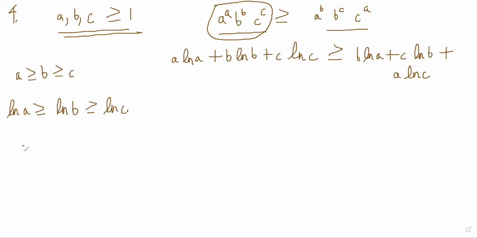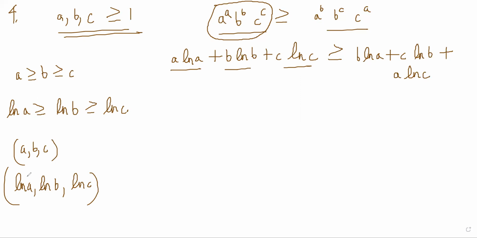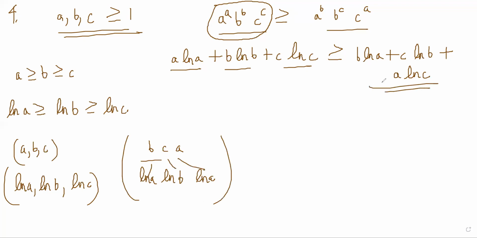And once you have these two sequences of numbers, A, B, C and ln A, ln B, ln C, then obviously from rearrangement, it follows that this is the maximum value. A into ln A, B into ln B, and C into ln C is the maximum value of any reordered sequence where we have B, C, A and ln A, ln B, ln C, right? That is your rearrangement inequality. When you multiply these, you get this, and that is always going to be less than or equal to this.